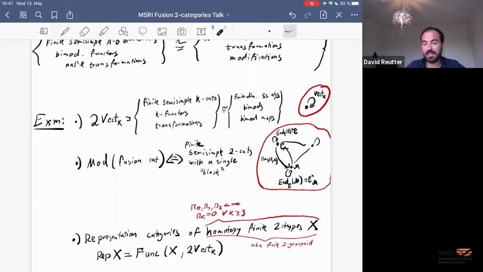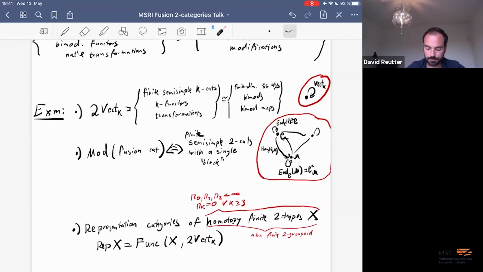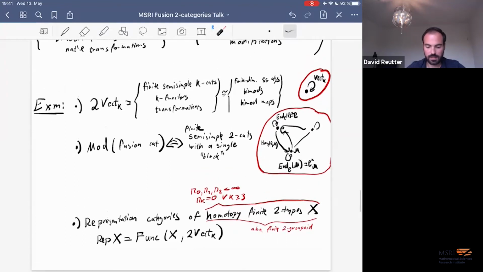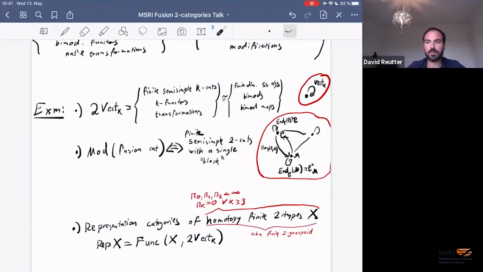So with a finite homotopy 2-type, I mean some homotopy type such that pi 0, pi 1, and pi 2 are finite, and such that all the higher pi k's are 0. So you could also think of this as some finite or essentially finite 2-groupoid. And representations I can just define as functors into the 2 category of finite semi-simple k-categories, into 2-Vect. And these form a semi-simple 2 category. Okay, so that's it about semi-simple 2 categories. I'd now go on and talk about fusion 2 categories. Are there any questions?